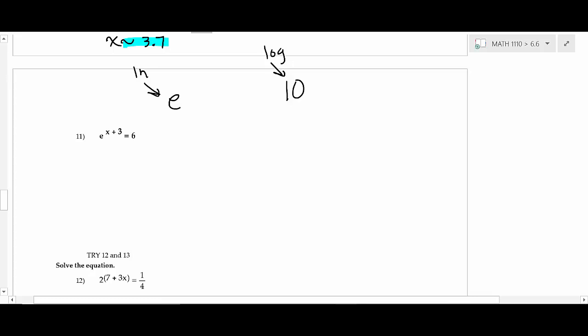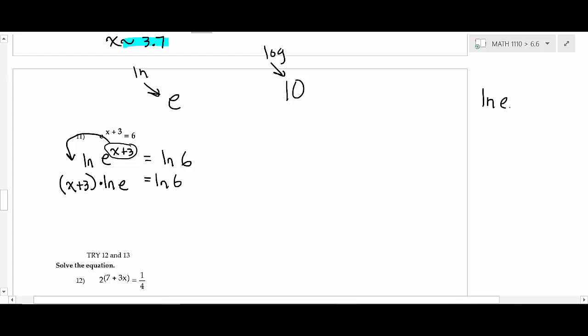So in this case, although you could use a base 10 log on your calculator, it's advantageous not to do that. So what we're going to do is take the ln of both sides, just like the last equation. So we have ln of e to the x plus 3 is equal to ln of 6. We're going to get an exact answer, then we're going to get an approximate answer. Okay, same idea. What do you do with the x plus 3? Bring it down. Okay, so you're going to have x plus 3 times ln of e equals ln of 6.